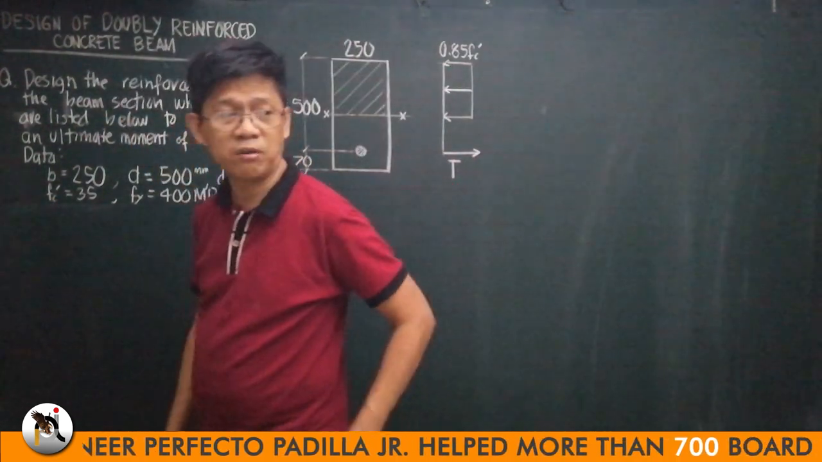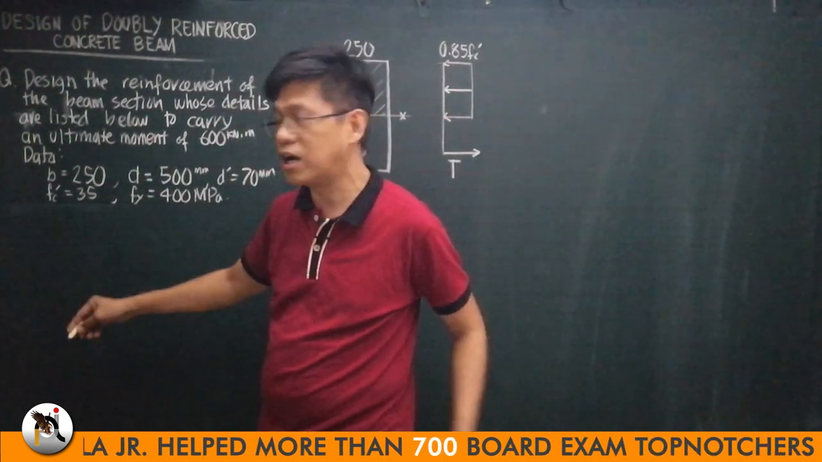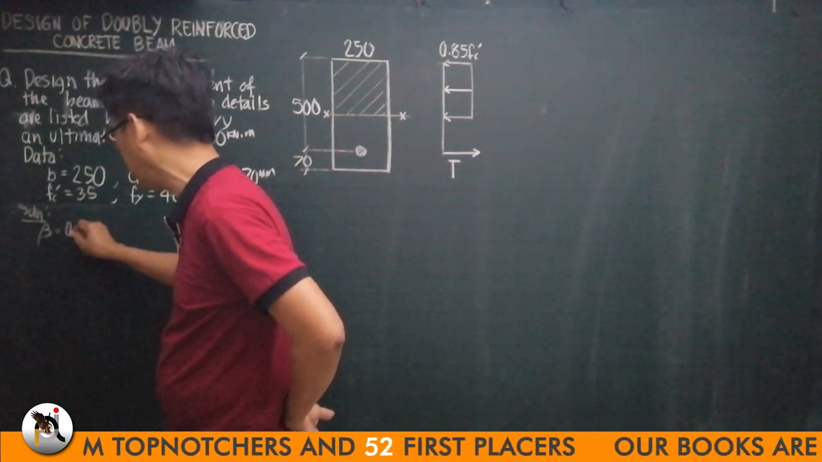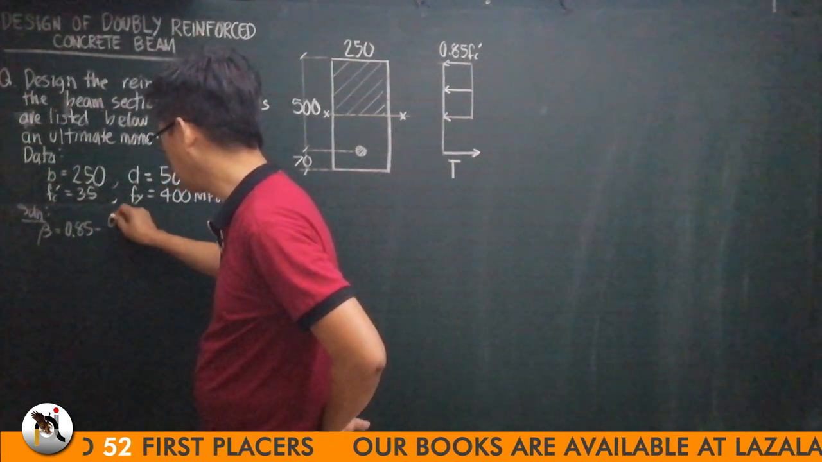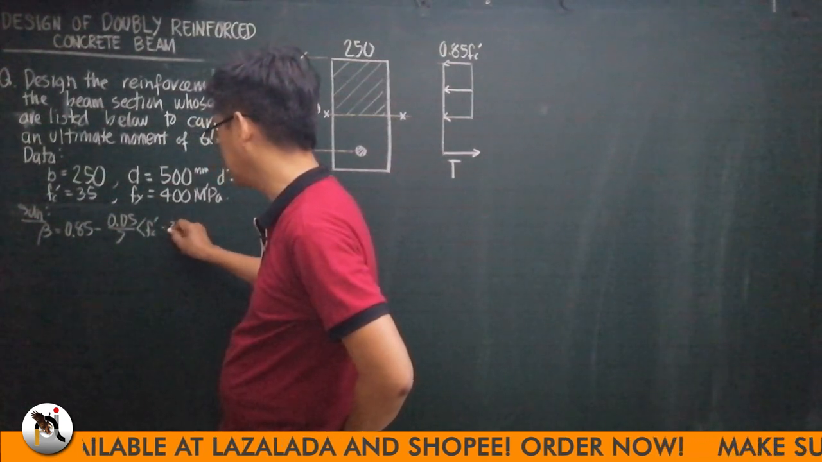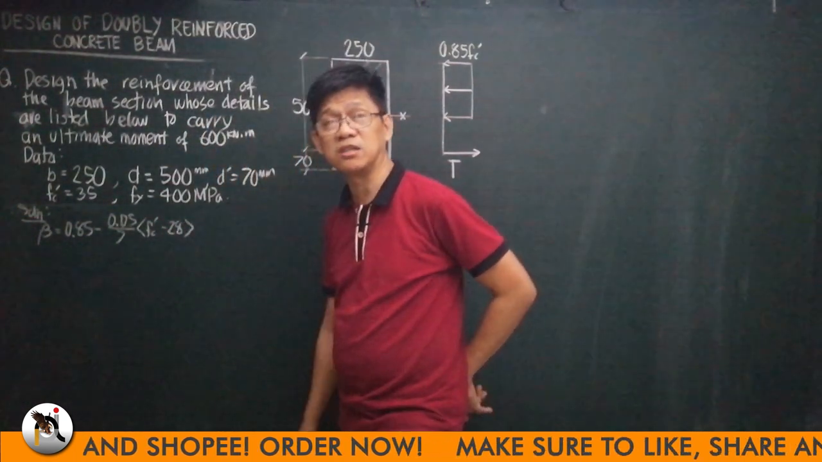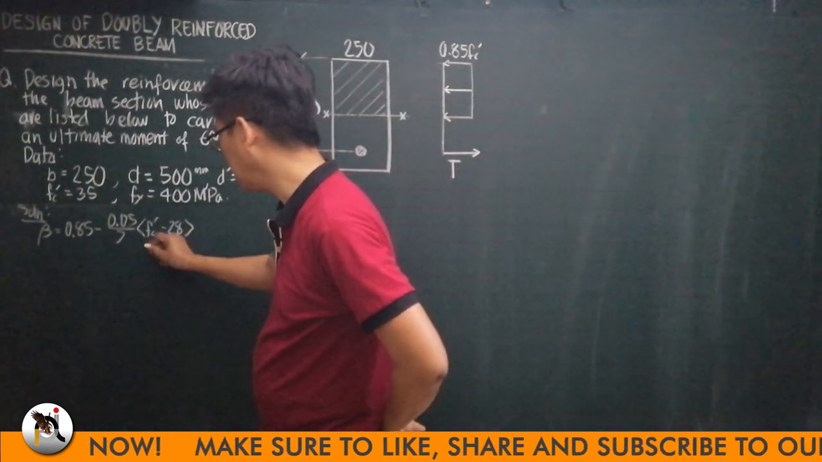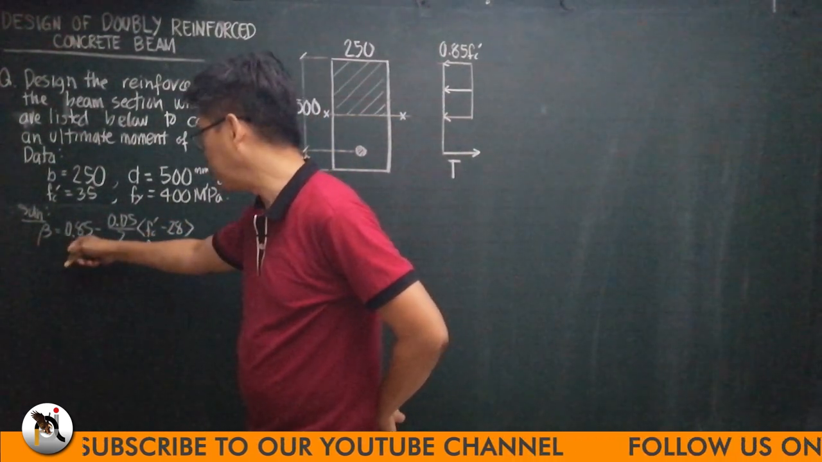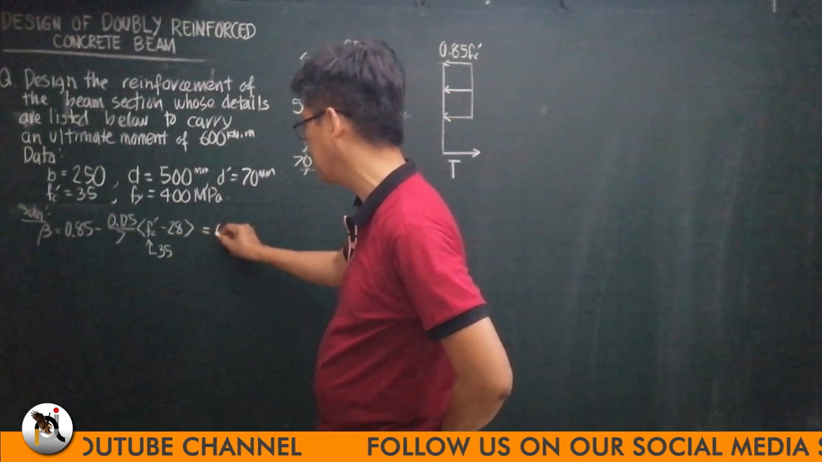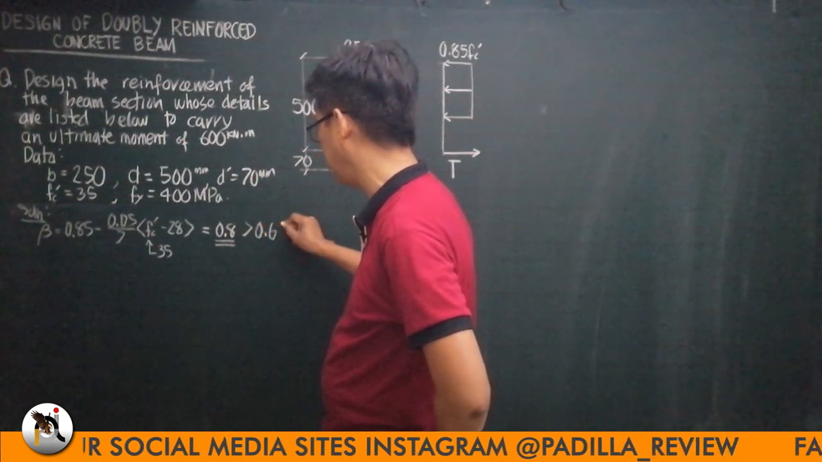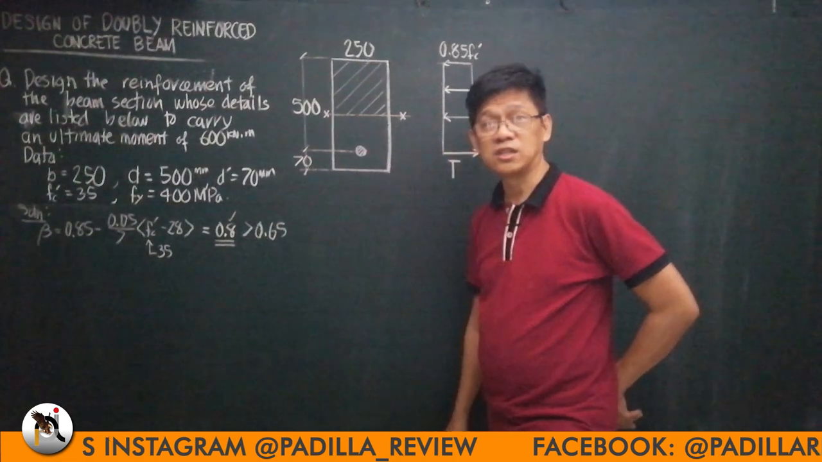Now, since FC prime is greater than 28, our beta will not be just 0.85, because we know that beta is equal to 0.85 minus 0.05 over 7 times FC prime minus 28, and the value must be greater than 0.65. So substituting, FC prime is 35 minus 28 is 7 over 7, 1. So 0.85 minus 0.05, so this is equal to 0.8, and this value is greater than 0.65, so this is okay. So that is our beta.